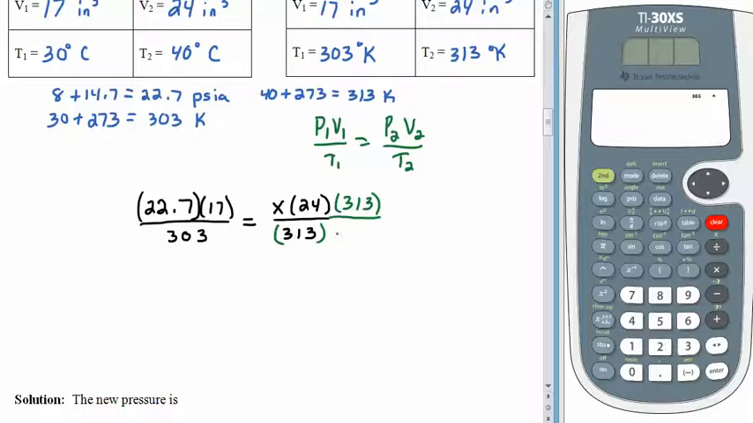And also if we divide in the denominator by 24. So we've got the reciprocal of the 24 over 313. And of course what we do to one side, we have to do to the other. So let's extend that fraction bar, multiply by 313 in the numerator, and multiply by 24 in the denominator.